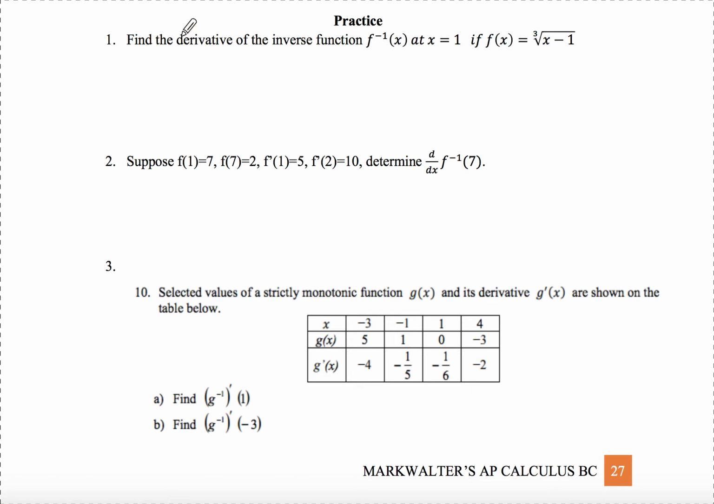All right, let's do it. We want to find the derivative of the inverse function at x equals 1. Here's f of x. Since we're given this function, this looks like something we can actually find the inverse pretty easily of.